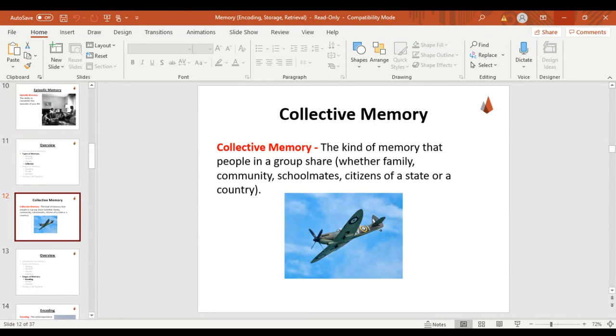So then we have this idea of collective memory, and we touched on this when we were talking about culture. It's the kind of memory that people in a group share, so it could be family, community, schoolmates, citizens of a state or country. So the US has this collective memory of what happened since 1776 and before and after. And we also have this cultural memory when we are growing up in a certain family that has a strong cultural background. This kind of collective memory is passed forward through the generations.